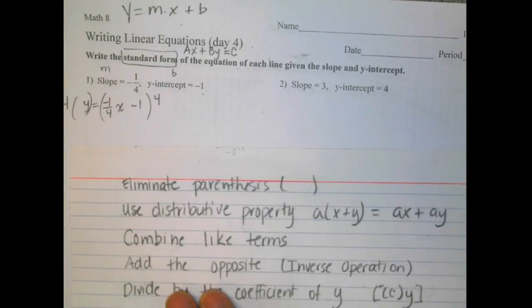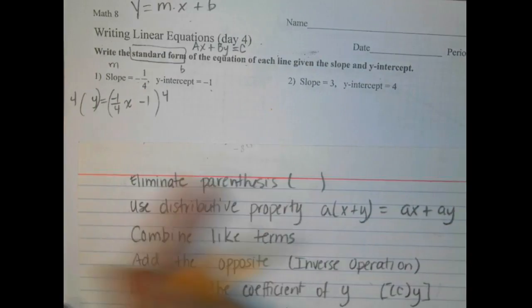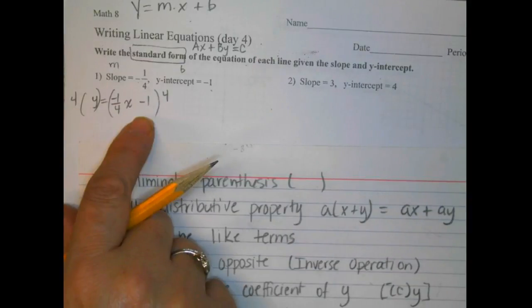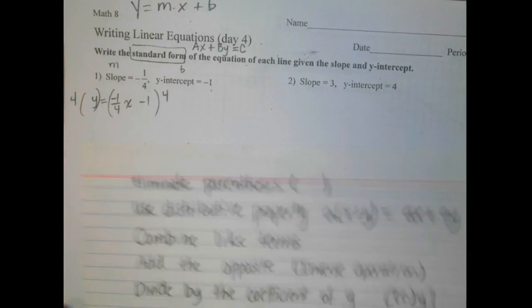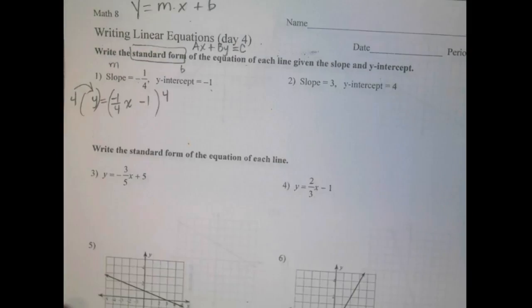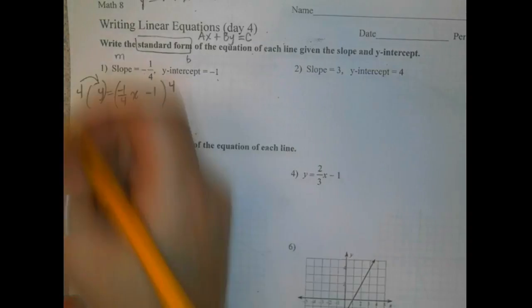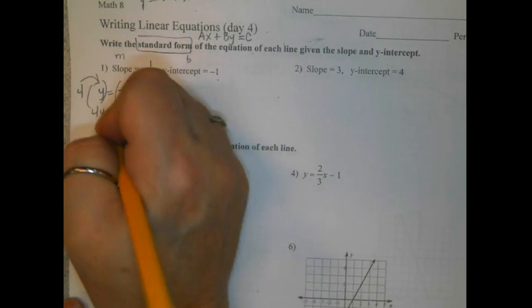But see now I have parentheses, don't I? So I need to use the distributive property. I need to multiply this times that. So what's 4 times y? 4y. So I'm going to bring down 4y.